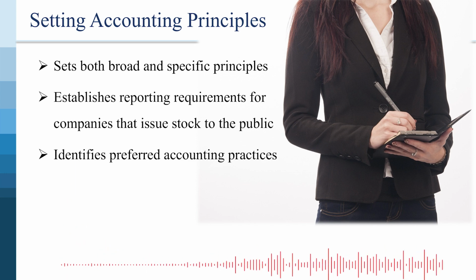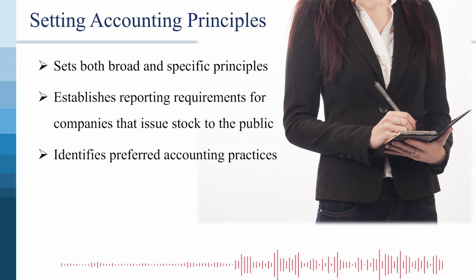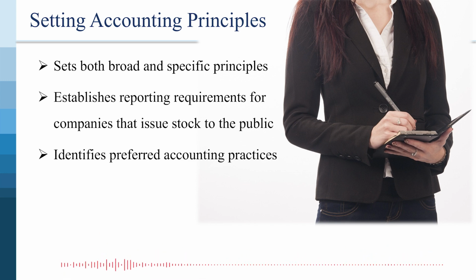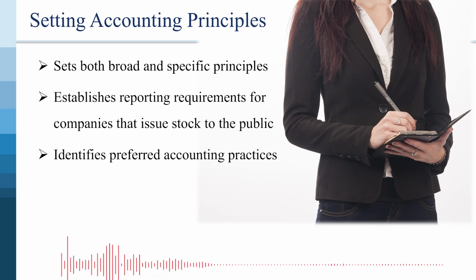It identifies preferred accounting practices. While there may be some flexibility in accounting methods, accounting principles often provide guidance on preferred practices. This helps to promote consistency and reduce the risk of manipulation. Key points. The primary goal of accounting principles is to ensure that financial statements are complete, consistent, and comparable. Generally accepted accounting principles, GAAP, are the primary accounting standards used in the United States. The Financial Accounting Standards Board, FASB, is responsible for setting GAAP. International Financial Reporting Standards, IFRS, are used in many other countries. Accounting principles help to mitigate accounting fraud by increasing transparency.